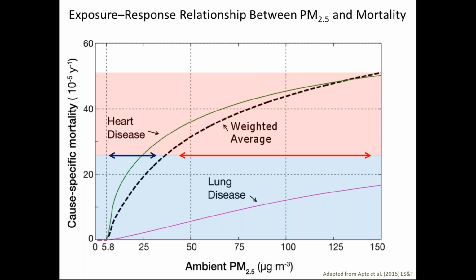And this is significant because in high-income countries such as Canada and the United States, PM2.5 concentrations are typically hovering in the 10 to 20 micrograms per cubic meter range, and so there is still room for improvement.